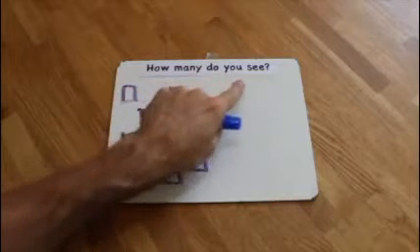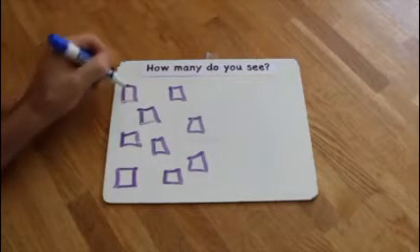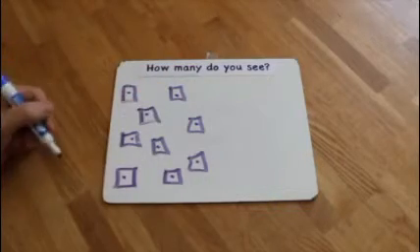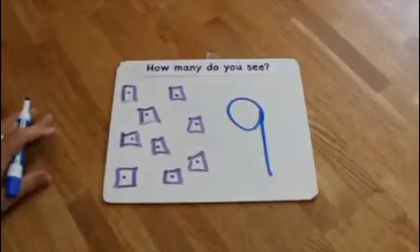How many do you see? Not too many there to find. Let's go ahead and count them. Here we go. 1, 2, 3, 4, 5, 6, 7, 8, 9. How do we write a 9? Circle and a line makes number 9.